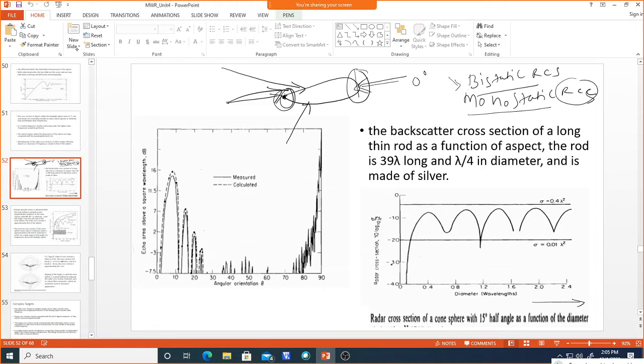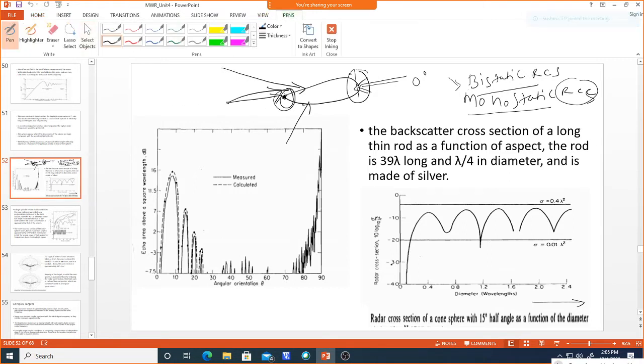If you take, okay, so this is your backside footprint. Exactly, if you draw it, it will look like this, right? The cone. Now if you vary this diameter, that is the actual diameter in wavelengths, how much it is varying with respect to this.